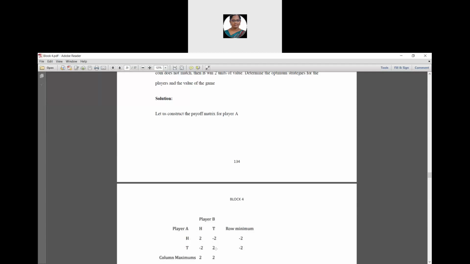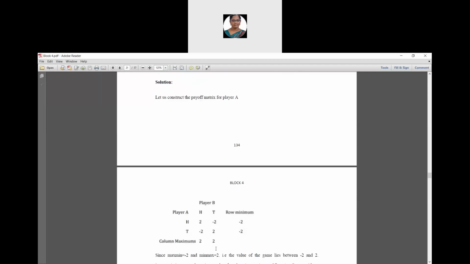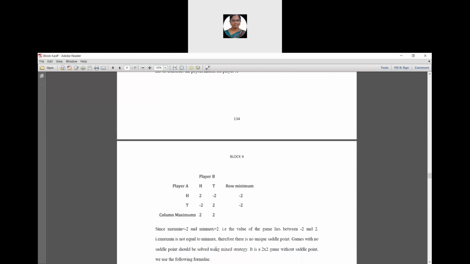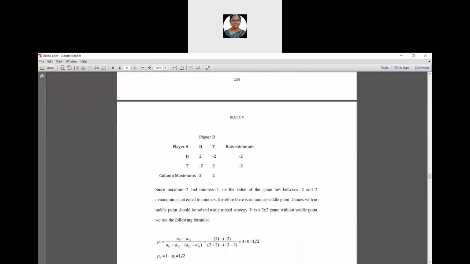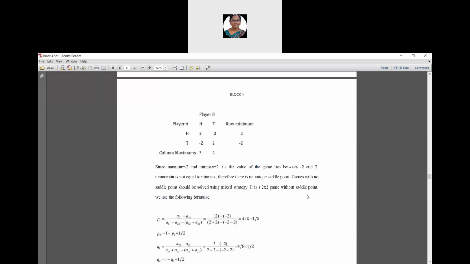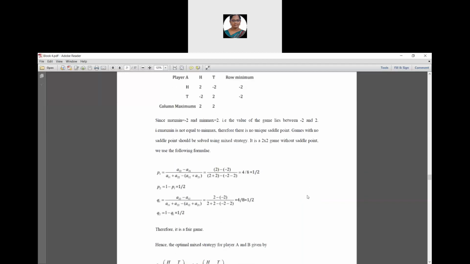After that, find the row minimum value and column maximum value. The maximin value is -2 and the minimax value is 2, so the value of the game lies between -2 and 2. Maximin is not equal to minimax, therefore there is no unique saddle point. A game with no saddle point should be solved using mixed strategy.